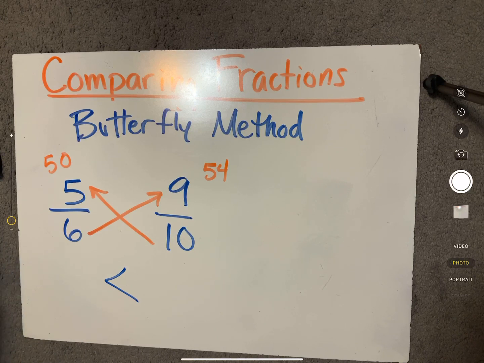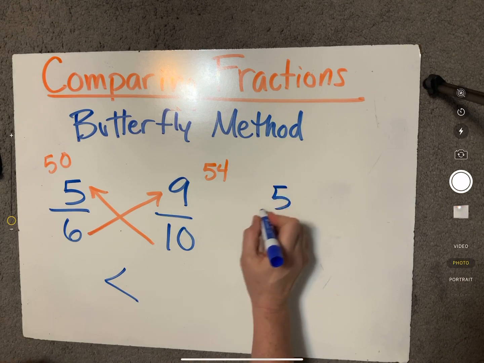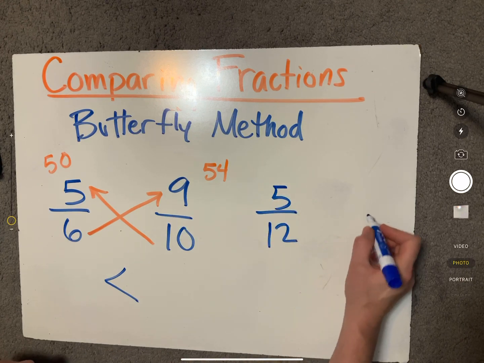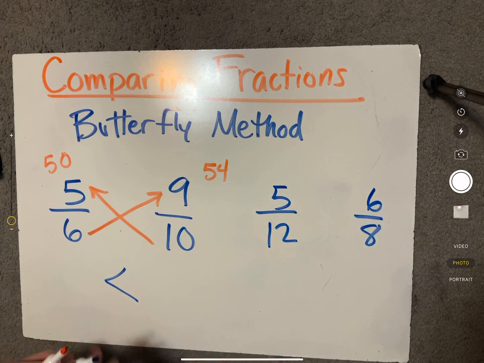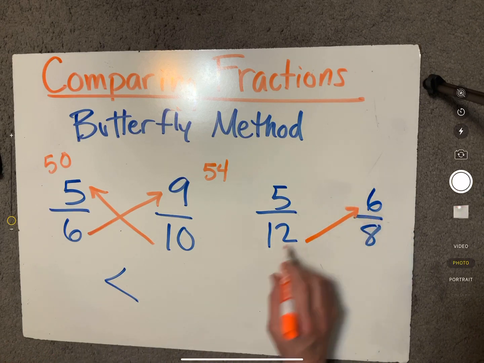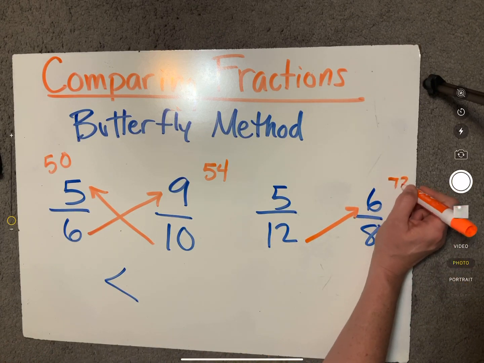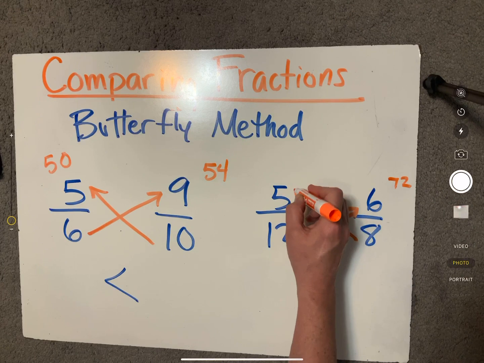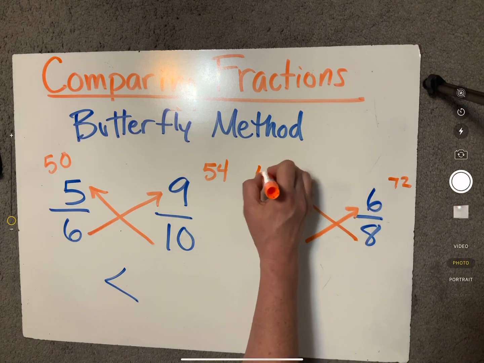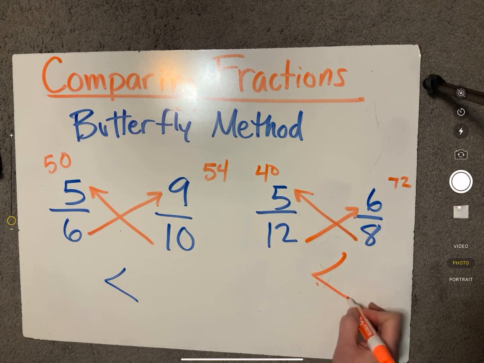Let's try another one. Let's do 5/12 and 6/8. Okay, bottom up again. 12 times 6 is 72. 8 times 5 is 40. So the larger one here is 6/8.